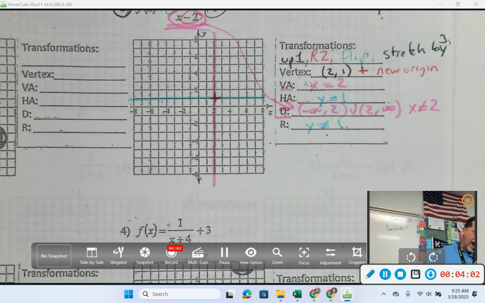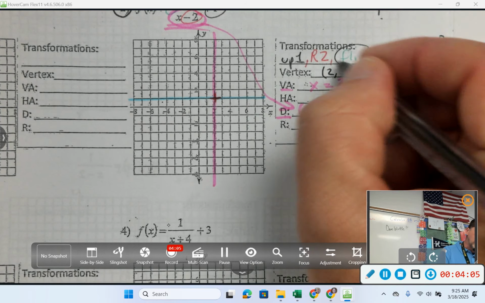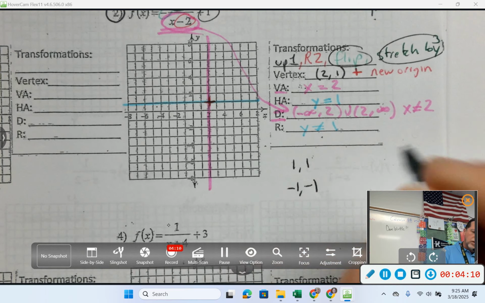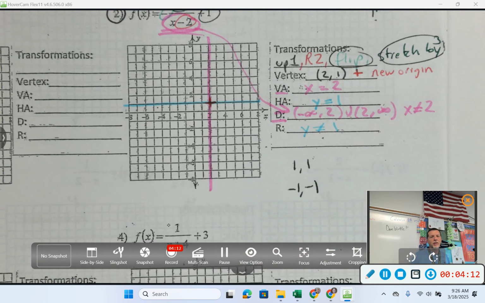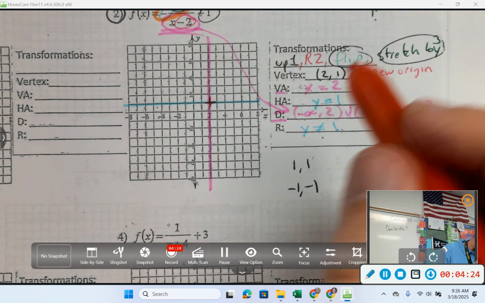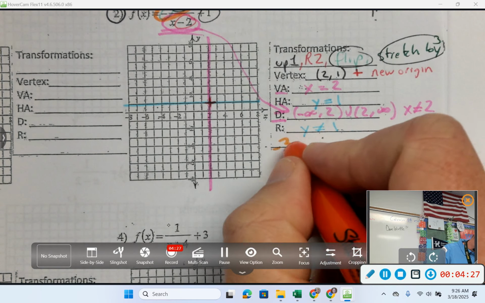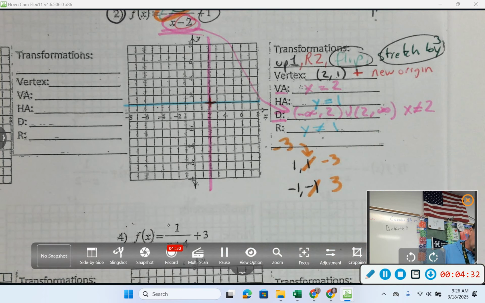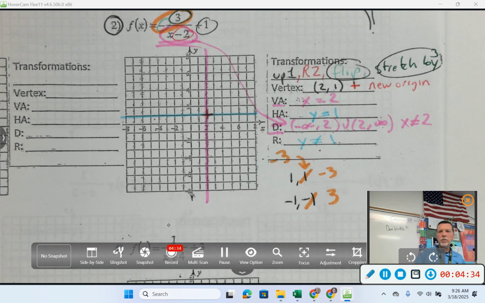Okay, now it's time to graph. Although I need to be careful because I need to still think about flipping and stretching. 1, 1 and -1 are our usual points, our parent function points. But there's a -3 out front. So I need to take that -3. And who gets the -3? The Y values. So that -3 will accomplish the flip and the stretch all at once.